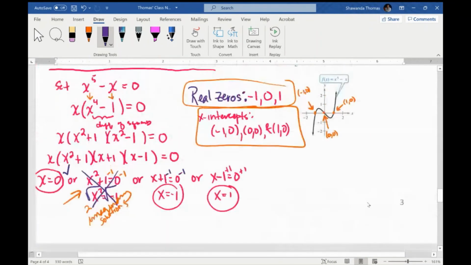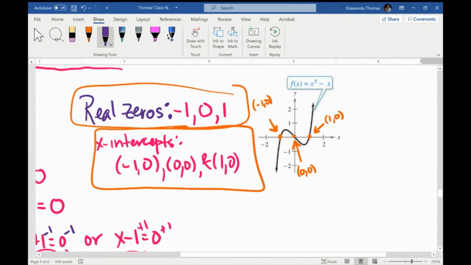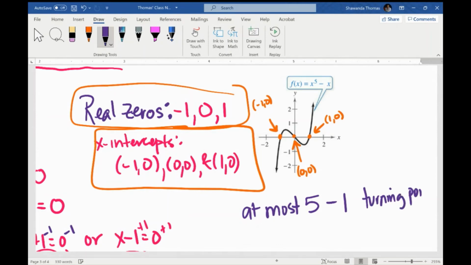All right. Zoe, what's your question? I think you were about to explain how she got at most 4. All right, so what is the degree? It is 5. So you always subtract 1 from that number. So at most, n minus 1 turning points. N is 5 here, so it's at most 4 turning points. Get it? At most 4.